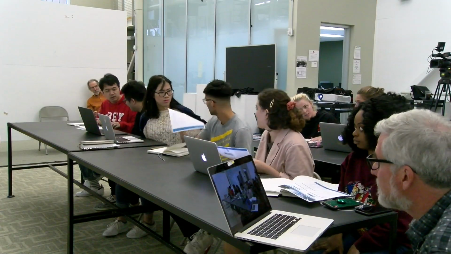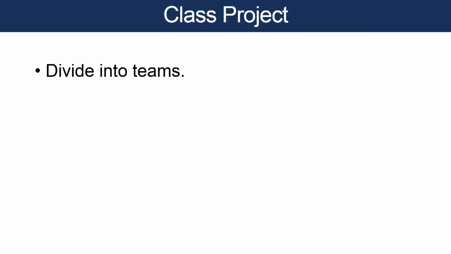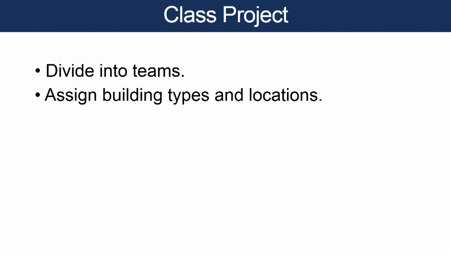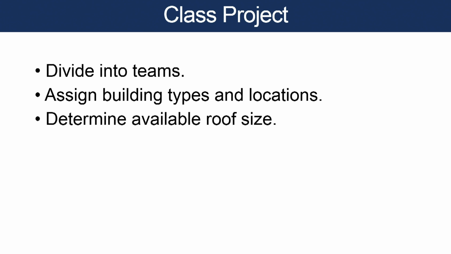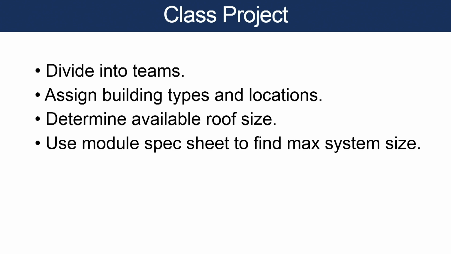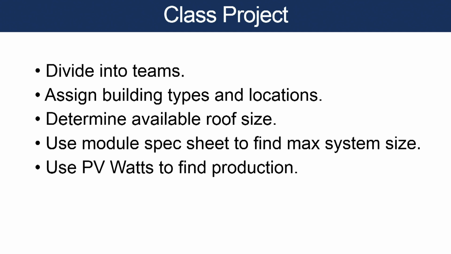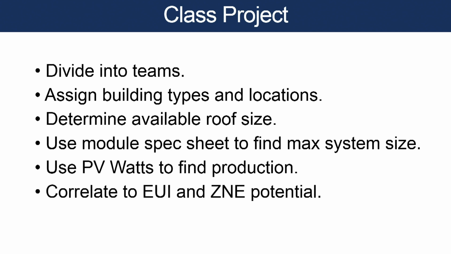Okay, so here's our project. We're going to tie in exactly what we talked about earlier. First off, you're going to divide into teams, pair up. Then we're going to assign building locations, each one, pick one. We're going to determine the available roof size. We're going to use the module spec sheet to see how many modules we can fit on the roof. And then we're going to use a program online that sees how many kilowatt hours per year they're going to produce, okay? So let's do this right now. And then Ryan and Bill are going to tie this back into energy use intensity and do those calculations from kilowatt hours to kBTUs per square foot.